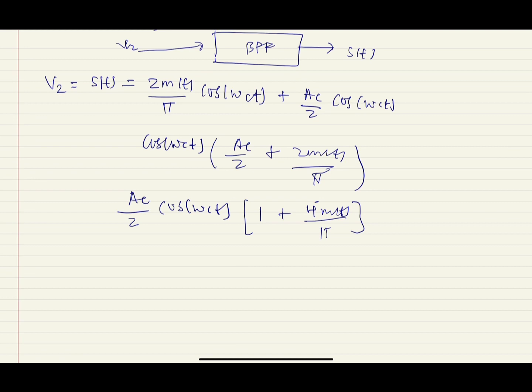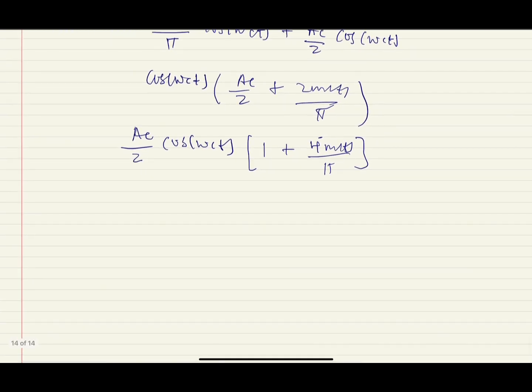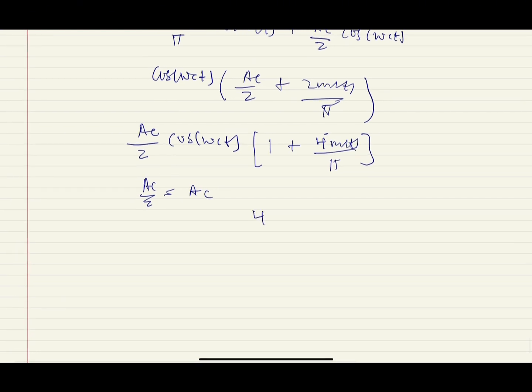So in this way, we can see that our AC over 2 here is the amplitude of the carrier. And then we can also see our 4 over pi, and remember that there's an AC here too, I forgot to bring this one here, AC, is also going to be equal to M, which is our modulation index.